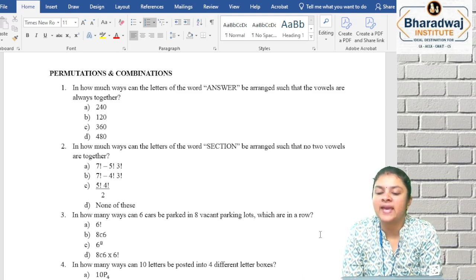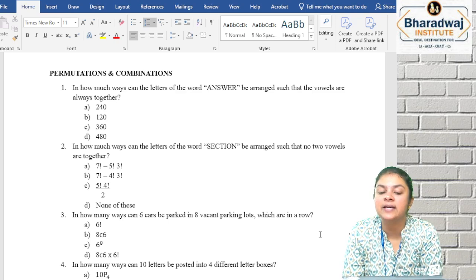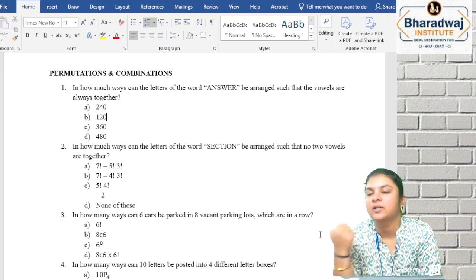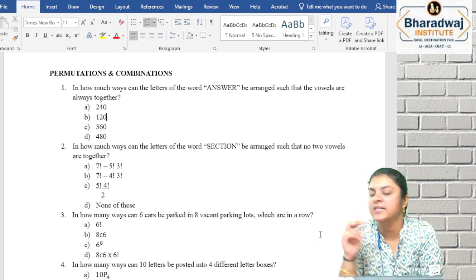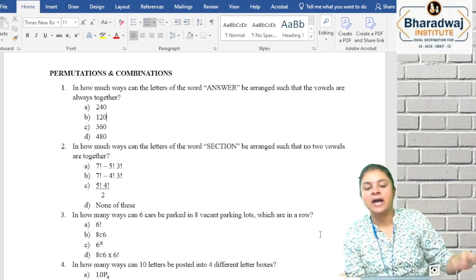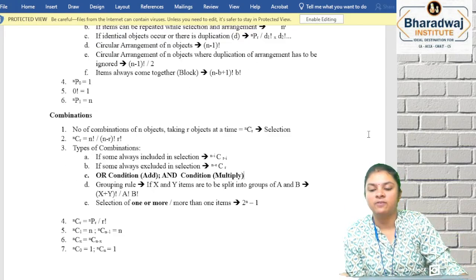In how many ways can the letters of the word ANSWER be arranged such that the vowels are always together? So always together means, first question, is it permutation or combination? Permutation. The word arranged is present. Second question, always together is a rule, block. Okay, apply the block rule. So the word is ANSWER and the vowels should always appear together.